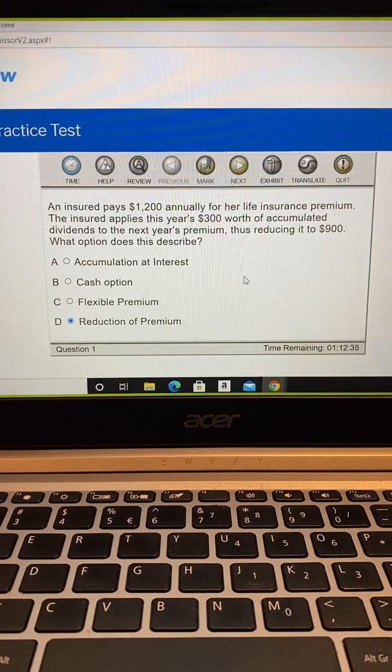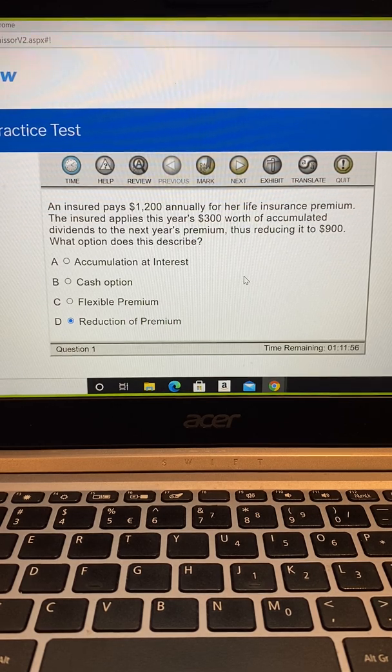C-L-I-F-F. So non-forfeiture options, the REC is reduced paid up, E is extended term, and C is cash. The dividend options, the C is always cash, baby, cash. The R is reduction of premium. That's what we're looking at right now. The A is accumulated interest. The P is paid up addition. And the O is 1-year term.